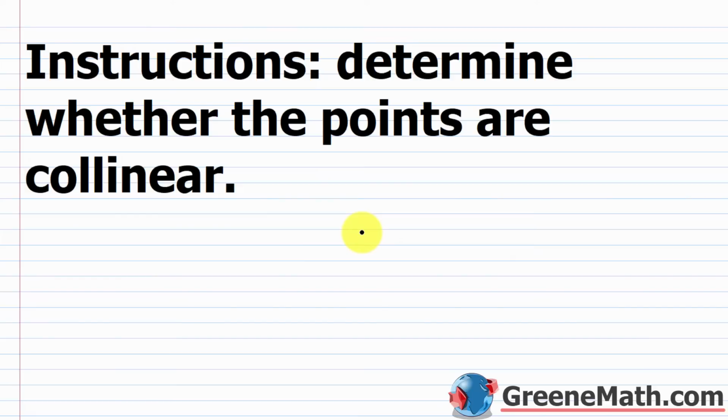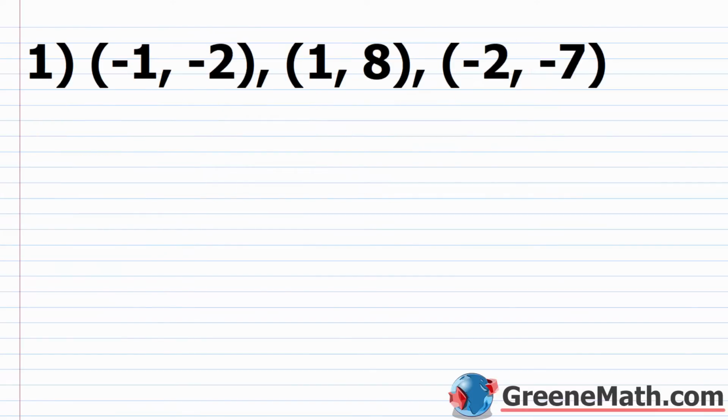All right, let's take a look at the practice tests. For the instructions, we're asked to determine whether the points are collinear. So looking at problem 1, here we have (-1, -2), we have (1, 8), and then we have (-2, -7). So how can we determine if these points are collinear, meaning they lie on the same line?